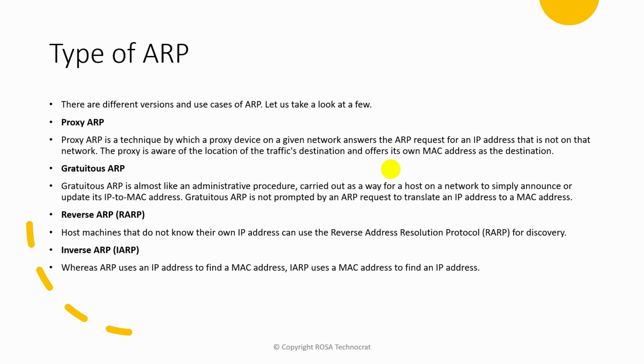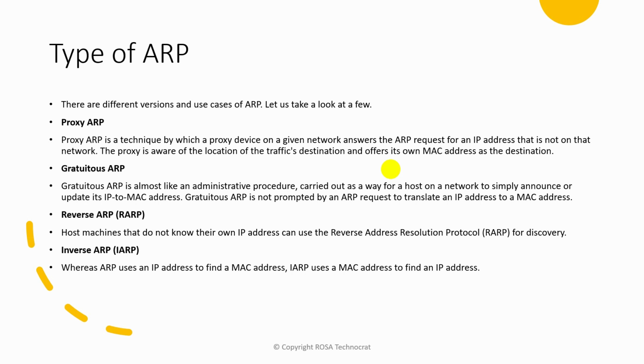So this is basically a proactive approach to resolve the IP address to MAC address, so that the other devices on the network come to know about your new IP or new MAC address that is being updated because of some administrative change on the device. Then the third one we have is reverse ARP. Reverse ARP is generally used by host machines to know their own IP address. Sometimes there are scenarios where the machine itself does not know what its own IP address is.